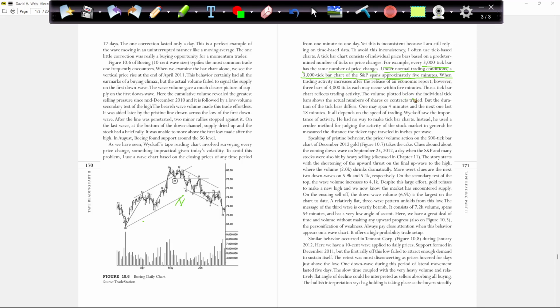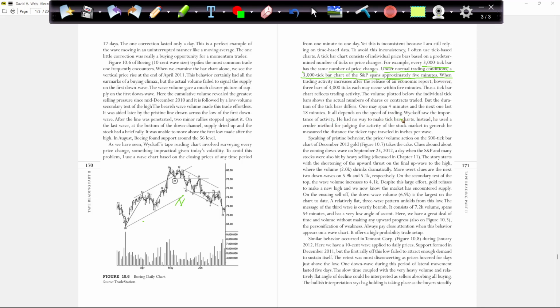The volume plotted below the individual tick bars shows the actual numbers of shares or contracts traded, but the duration of the tick bars differs. One may span 5 minutes, one may span 4 minutes, and the next one lasts 18 minutes. It all depends on the speed of trading.